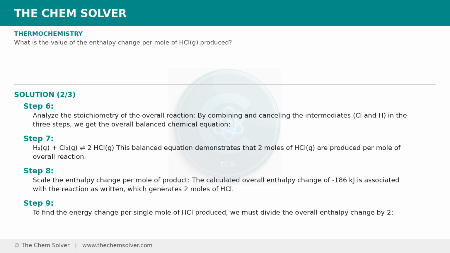Scale the enthalpy change per mole of product. The calculated overall enthalpy change of minus 186 kilojoules is associated with the reaction as written, which generates 2 moles of HCl. To find the energy change per single mole of HCl produced, we must divide the overall enthalpy change by 2.